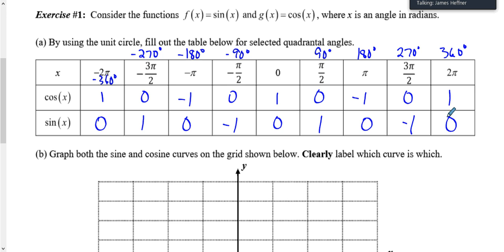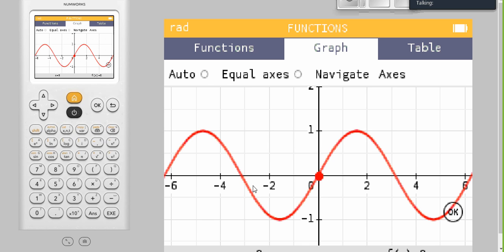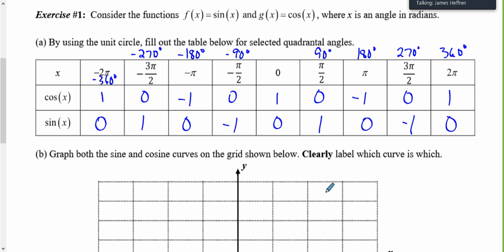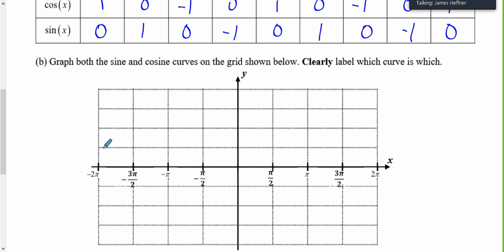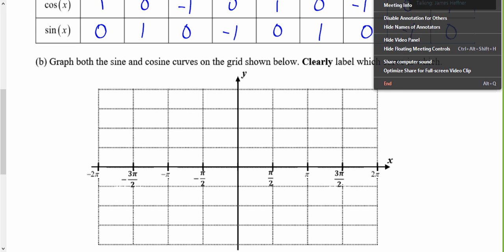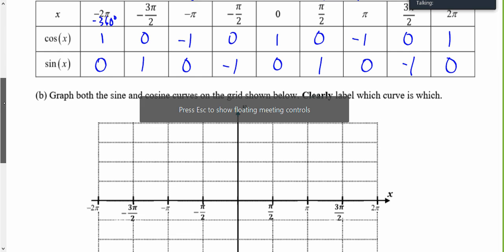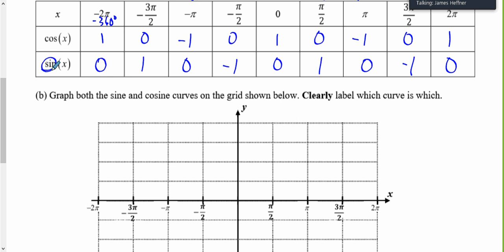So let's graph this. Let me pause this a minute. All right, so there's your sine curve. Let me go back and let's plot that, and we'll make our own sine curve. Okay? So notice we have negative 2 pi to 2 pi. That's negative 360 to 360, right? Let's do the sine first. So at negative 2 pi, we're at 0.